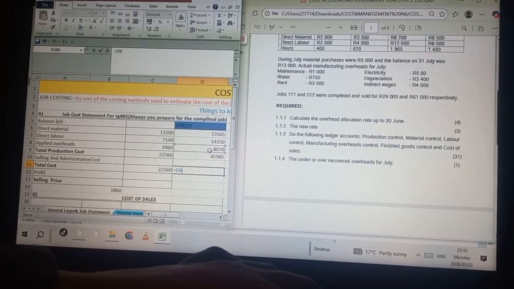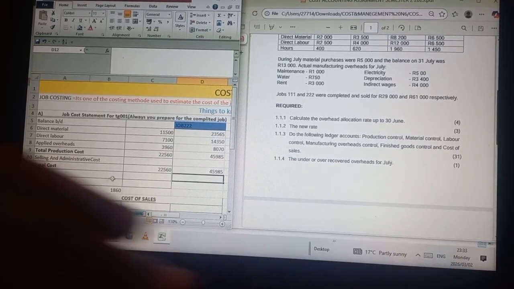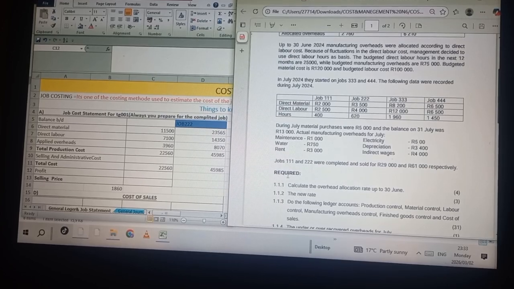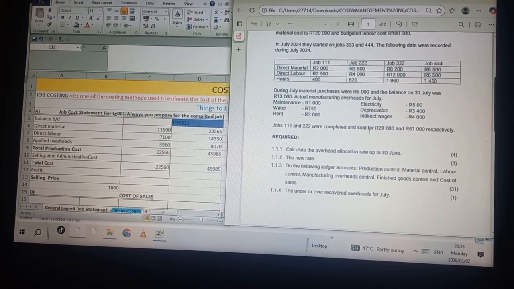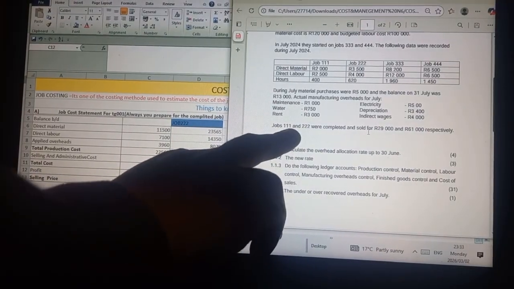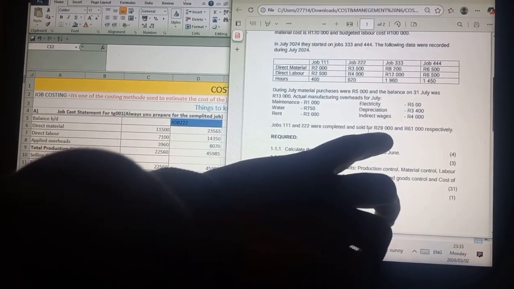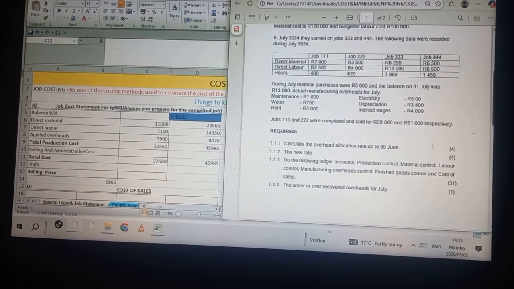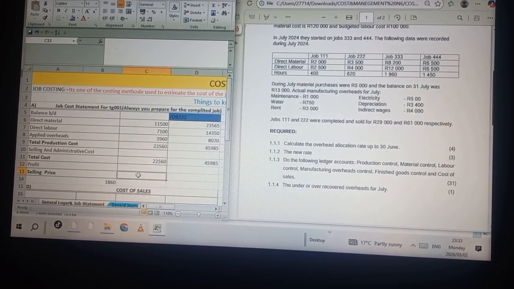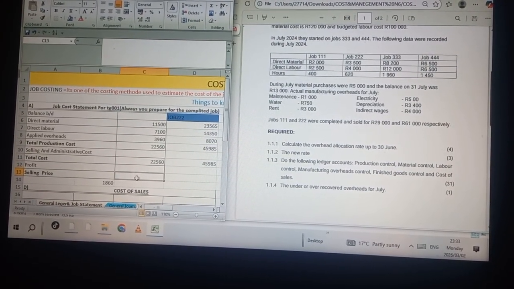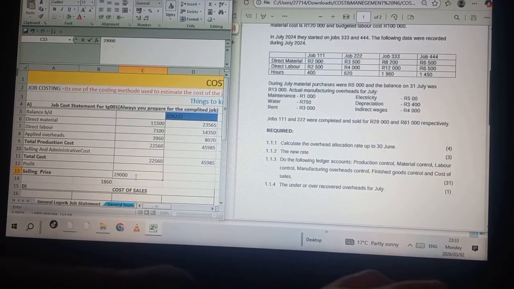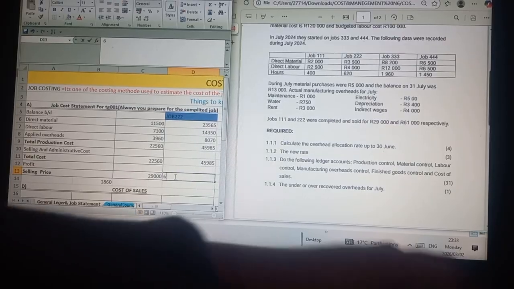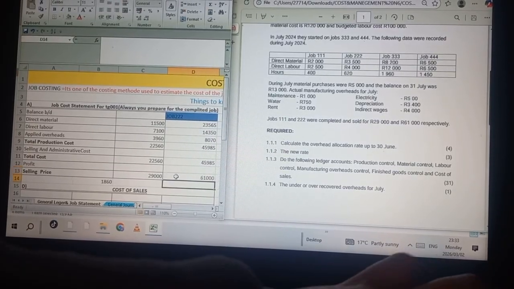It's the same. Profit. Now we need to calculate. Our finished goods were sold for 29,000 and also for 61,000, meaning job 111 sold their products at 29,000 and then job 222 at 61,000. So now that's already the selling price. So we say 29,000, and then here you will say 61,000.